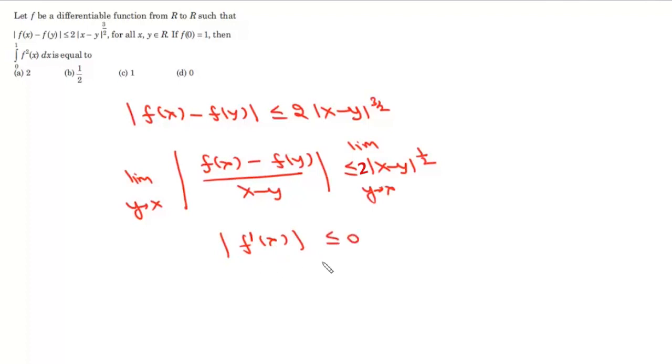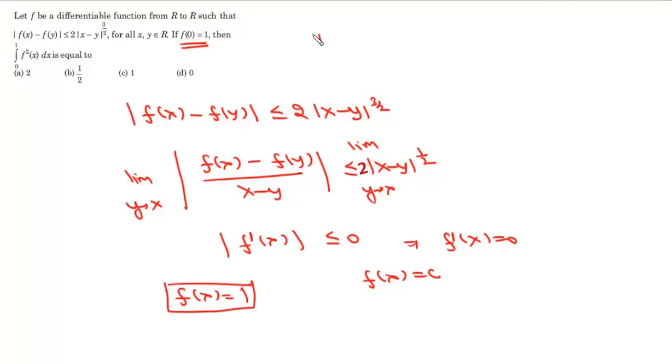Now modulus cannot be negative. So from here, the only condition that we get is f dash x equals 0. That means this f(x) is a constant function. Now if it is constant, its value is the same at all points. So if f(0) is 1, this f(x) is simply 1. So we have this constant function f(x), which is 1. Now we have to find this integral from 0 to 1 of f square x, and this is simply 1 dx, and the integral of 1 dx is 1, and that's your option C.